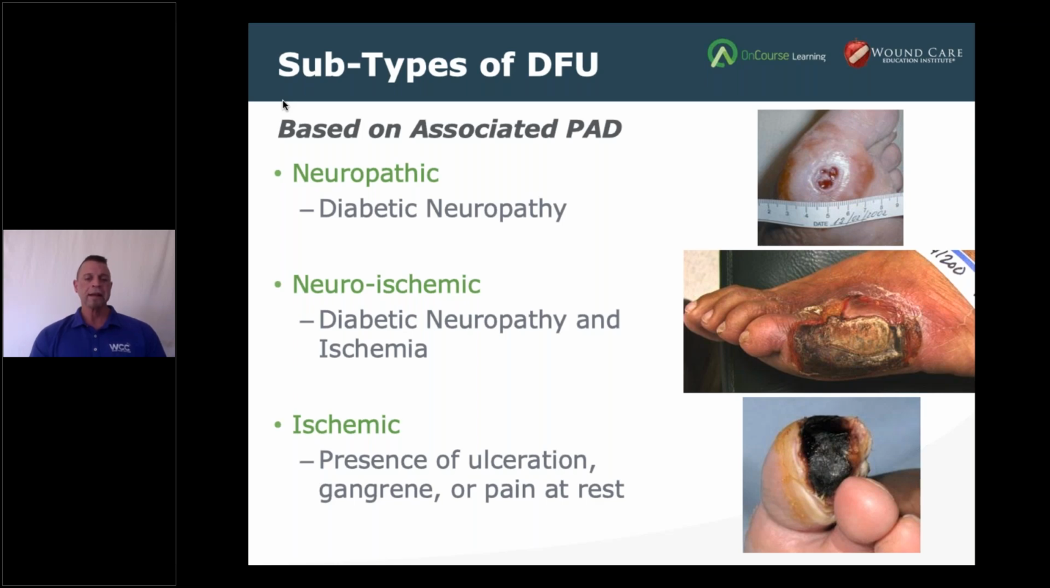And then lastly, you've got strictly ischemic, okay? There are some diabetics who have yet to develop neuropathy at any significant level, but they do have underlying arterial disease. It is said that about 35% of DFU patients are neuropathic, up to 50% are neuro-ischemic, and only about 15% fall into that strictly ischemic category.